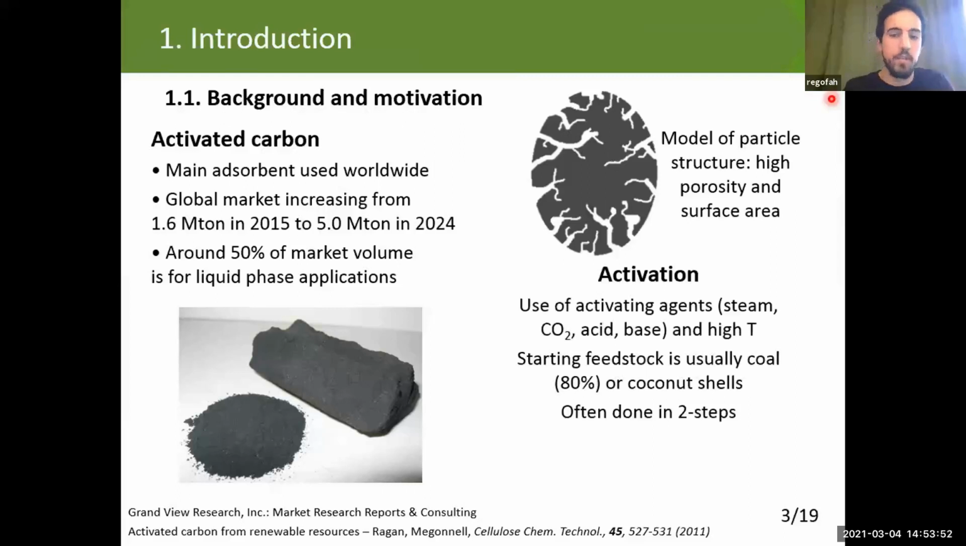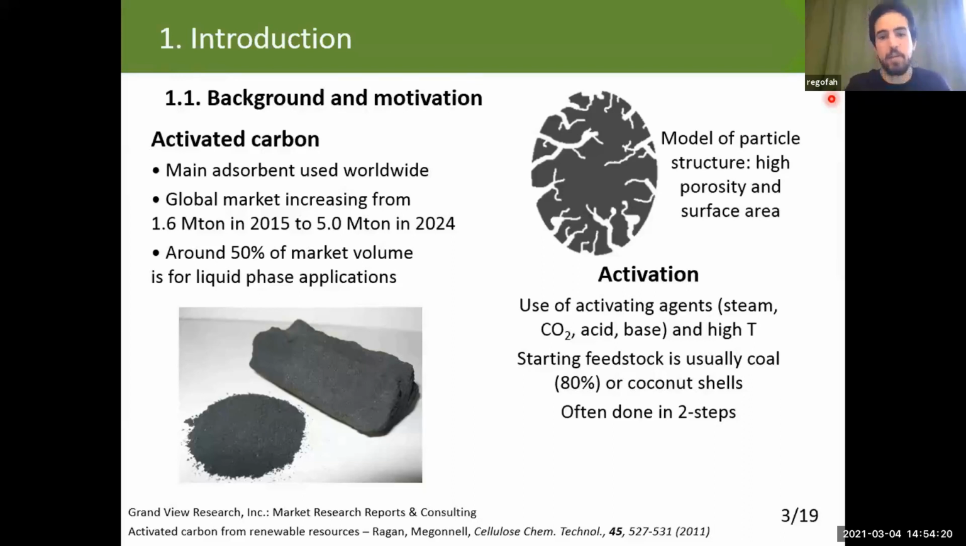This is achieved through a process called activation, which can be said to be similar to pyrolysis, but it uses activating agents such as steam or CO2, or some acids like phosphoric acid or bases such as hydroxides. And it applies high temperature, usually above 600 degrees, or even higher. It can also be lower depending on the activating agent. And it runs for a relatively long time, usually above 1 hour.